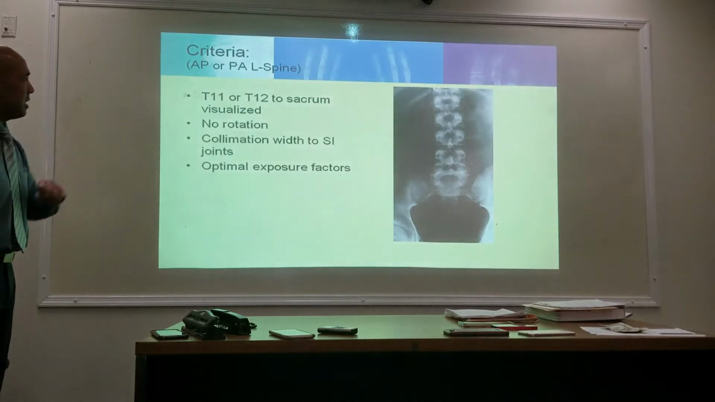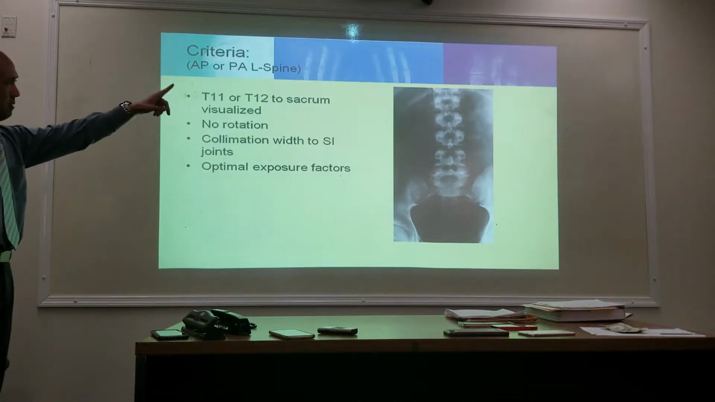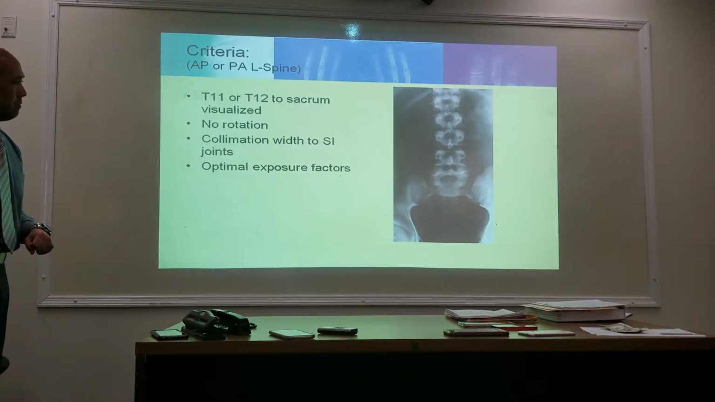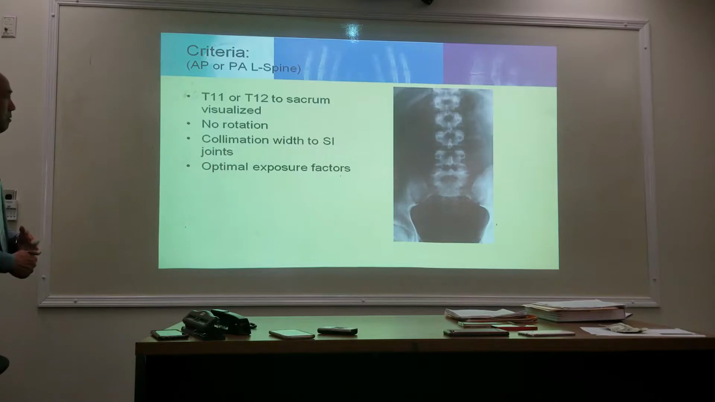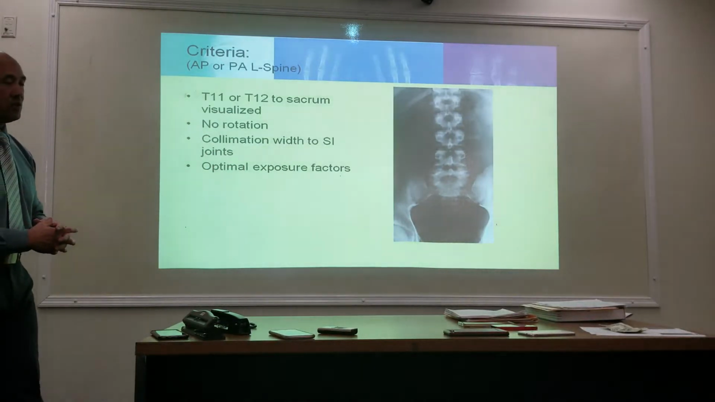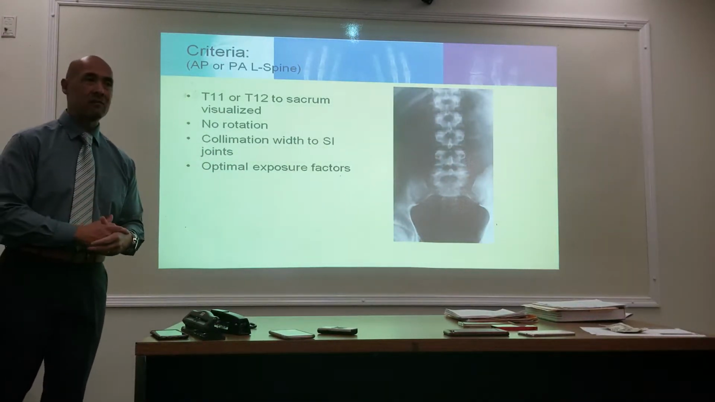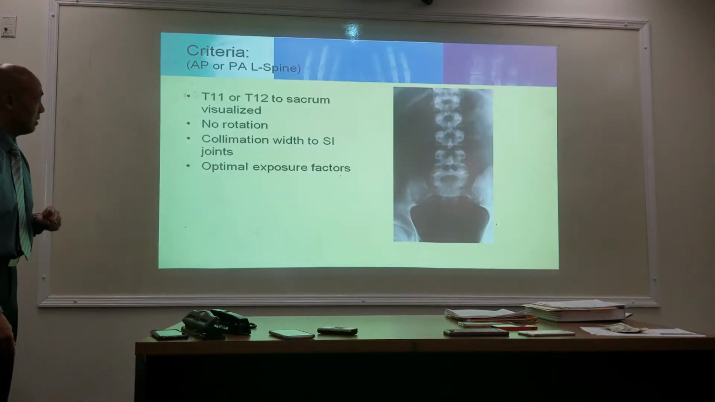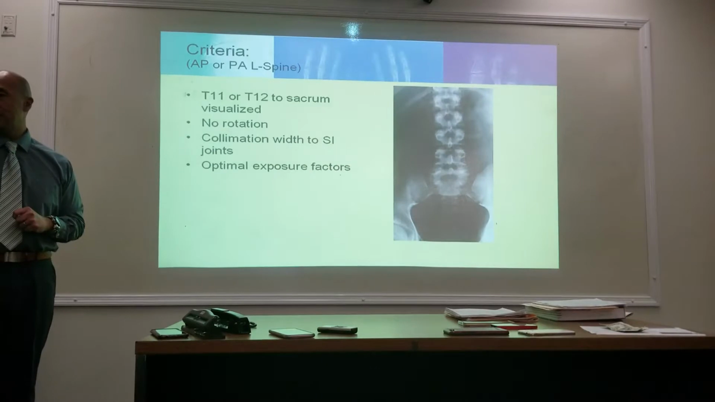So you want to get at least T12 all the way down, also to include the SI joints. So when you open up your field to an 11 by 14 or again 7 by 17, you guys should make sure you include those SI joints. Okay. Exposure done on expiration.